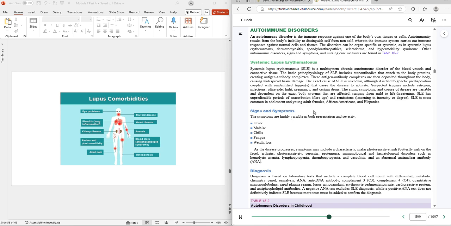Lots of triggers can include estrogen levels. So I have a friend right now that is pretty much diagnosed with lupus because she is perimenopausal. So her estrogen levels kind of triggered that lupus, okay?